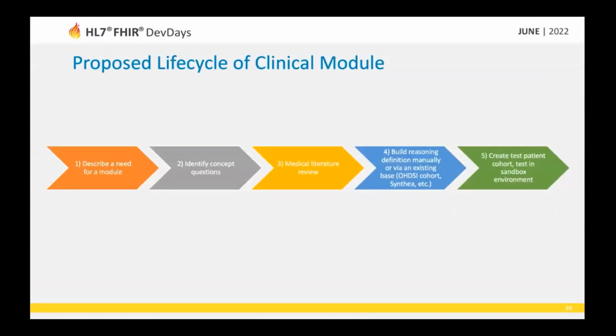And finally, we have an internal workflow for how we create these clinical modules, whether in CQL or NLPQL. We want to define a need for what that module will be, then the clear questions that are being asked of that module, and which insight should be created. We do a review of the medical literature that's relevant, trying to identify the correct cohort and criteria for identifying any given question. And then we build these reasoning definitions either manually or through some automated process to do a translation, either from an Odyssey cohort or a Cynthia definition.